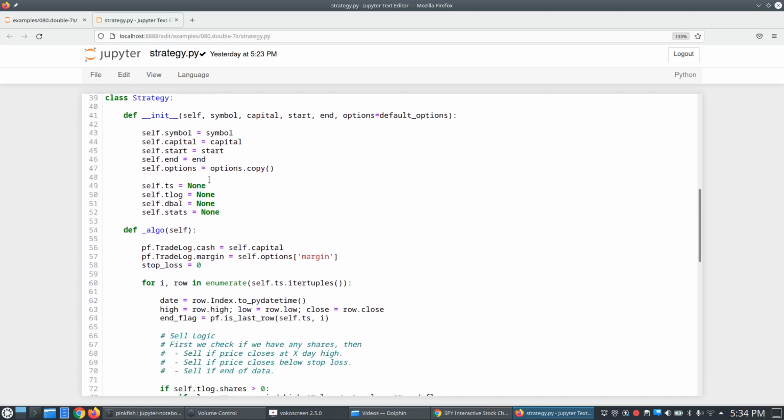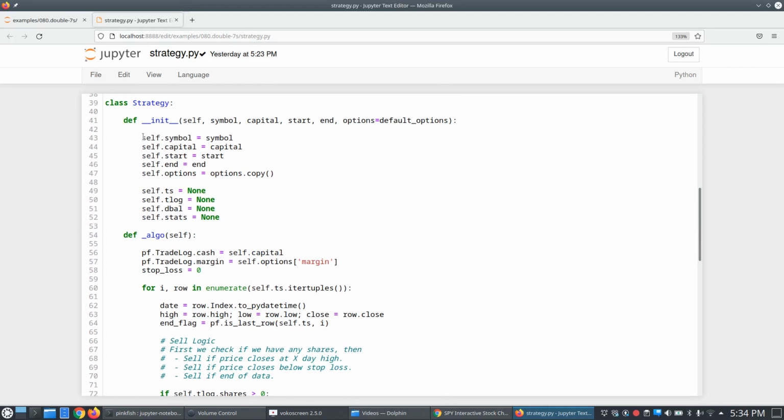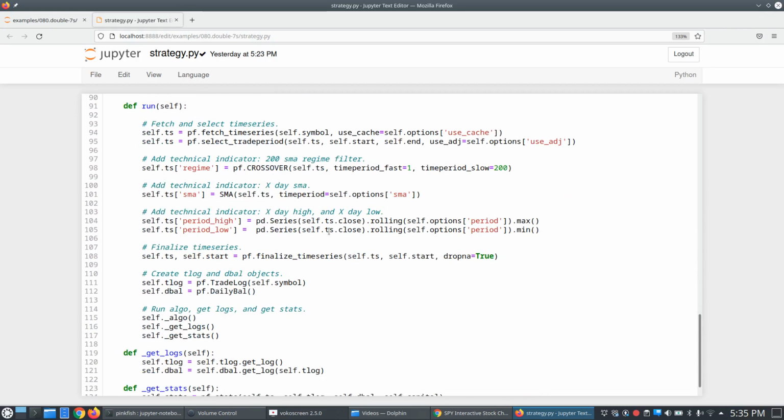Okay, so first we go through and we set some class variables, or I should say instance variables, equal to these passed in values. Then we copy the options. So that's a dictionary, so we make a copy of that dictionary, and then there's some other variables that we're going to set, and we just default them to none. That's the time series, the trade log, the daily balance, and the stats. All right. So with that out of the way, let's jump over to the run method, and we're just going to do a fetch and select trade period.